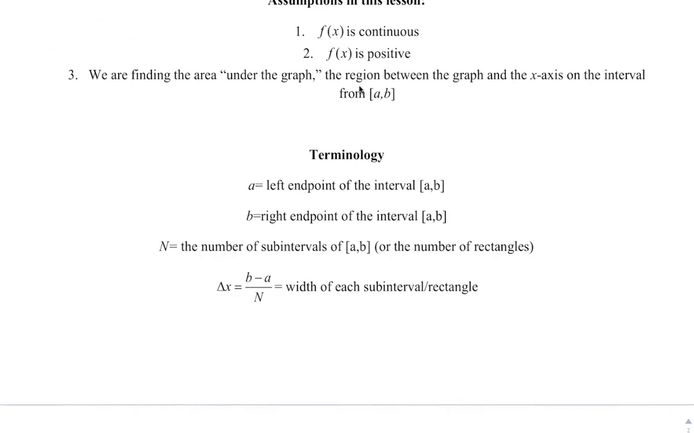And if you want to figure out how long the width should be, we're going to use this tiny formula right here. We take the endpoints, subtract them, and divide by how many subintervals you want, and that'll give us delta x, which is the width of each rectangle.